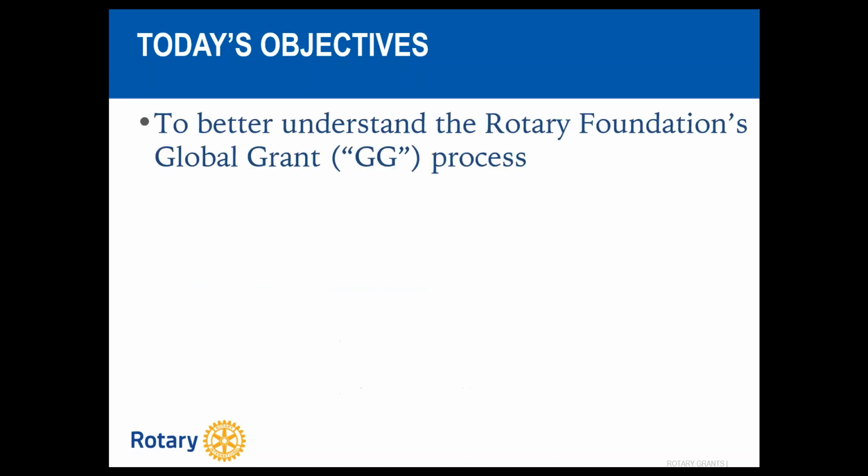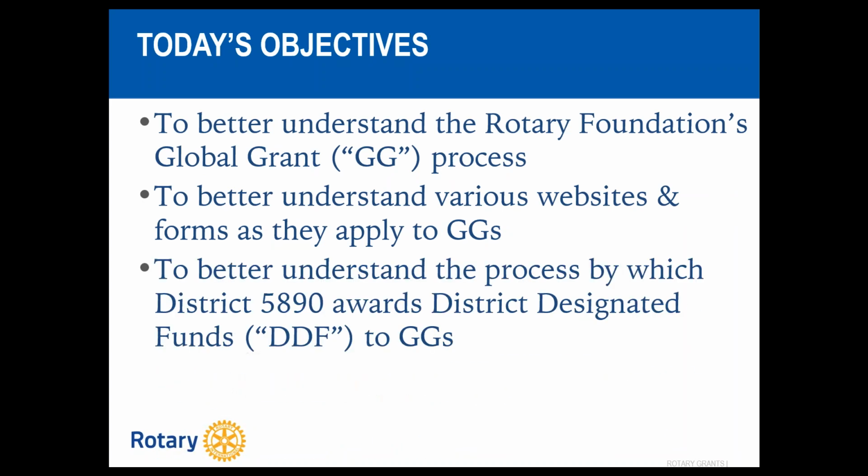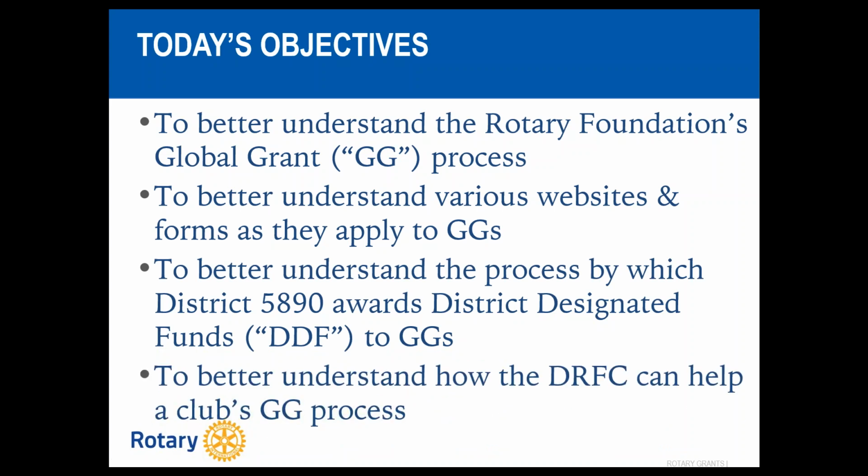We have 4 objectives today. First, to better understand the Rotary Foundation's global grant process. Second, to better understand various websites and forms as they apply to global grants. Third, to better understand the process by which District 5890 awards District Designated Funds, or DDF, to global grants. And finally, to better understand how the District Rotary Foundation Committee can help a club's global grant process.